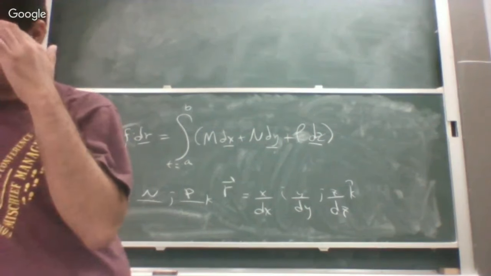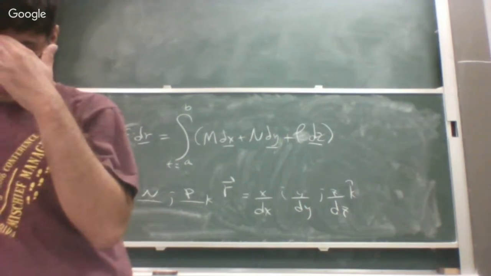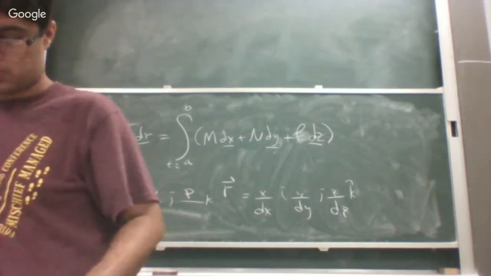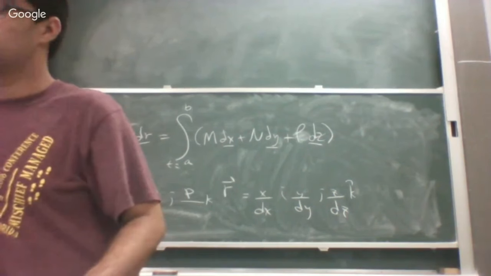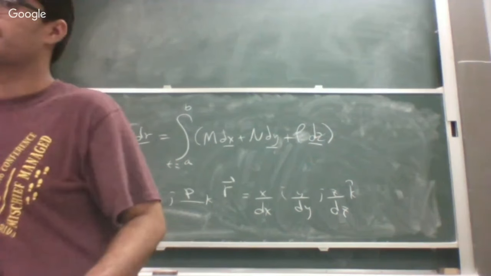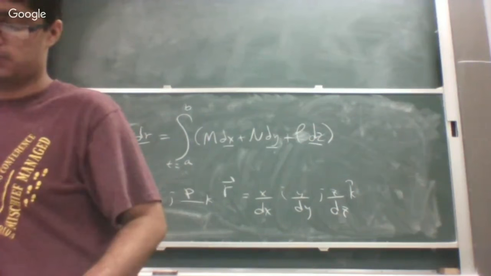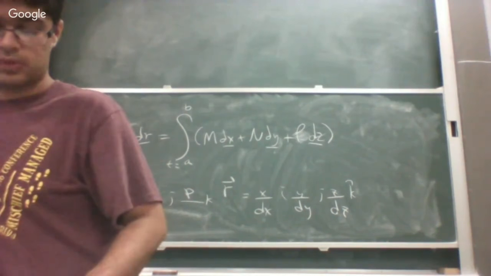I have a question. Yeah. So for the problems where you have to find ds by finding the absolute value of v of t, you know what I'm talking about? When do you do that versus doing F dot dr? Are those two totally different types of problems?